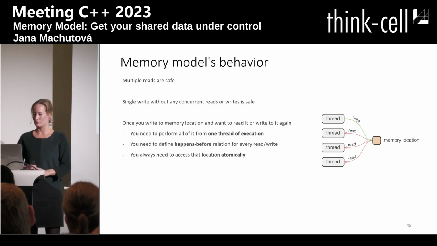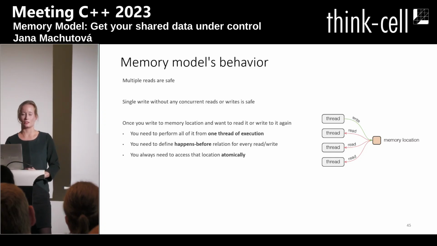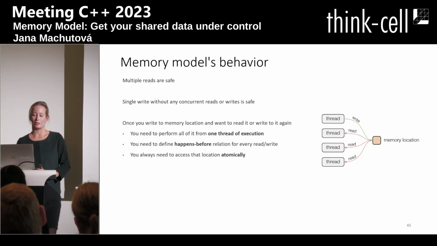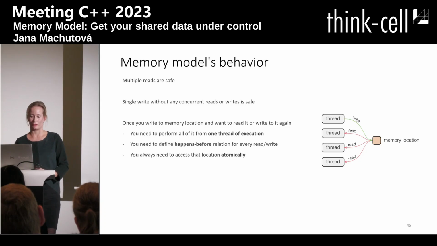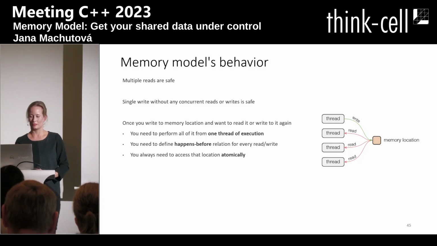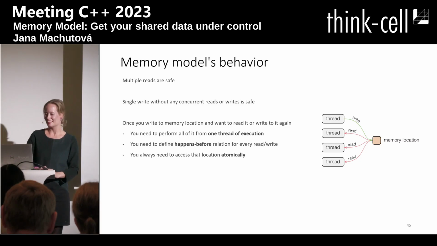It's okay when it's from one thread. If the reads and writes are from different threads, we need to define the happens-before relations. I will present examples of all possible techniques which guarantee that happens-before relation. And the third option is to access this location atomically, which doesn't allow anyone to skip into your process. You will be so fast that no one will be able to interrupt you.